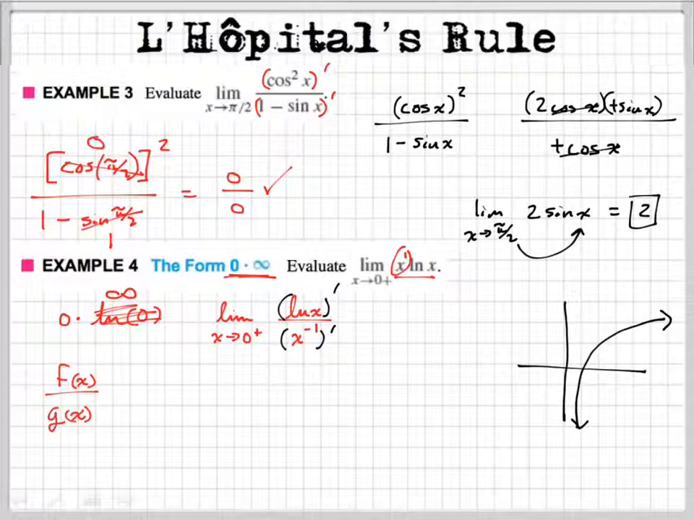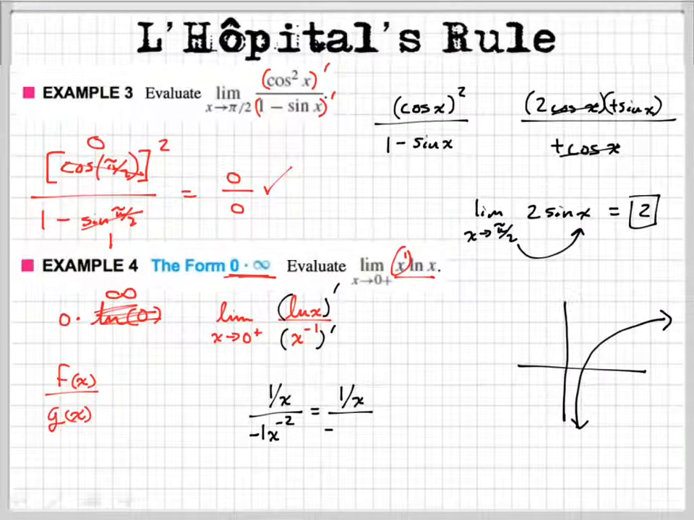What is the derivative of the natural log of x? 1 over x. So I have 1 over x. And then it's being divided by, that would be negative 1 times x to the negative 2, right? Okay, now I'm going to rewrite this so we can see it a different way. We have 1 over x, and this is going to be negative 1 over x squared. You guys with me on that one? Do you guys see how I got that? Yeah. Okay.